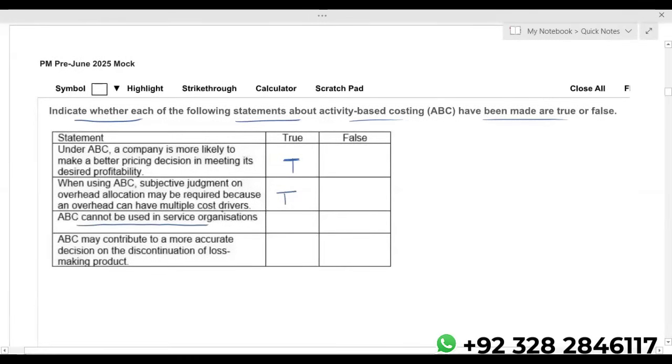ABC cannot be used in service organizations. False. It is difficult to use, but we do use ABC in service organizations, the service industry, as well. ABC may contribute to a more accurate decision on the discontinuation of a loss-making product. Makes sense. True. There's a possibility your product is a loss-making product just because of unfair allocation of overheads, which is the case normally in absorption costing. The biggest objection from ABC to absorption is that under absorption costing we actually see unfair allocation of the overheads. And ABC claims that it will give you the fair allocation of overheads.